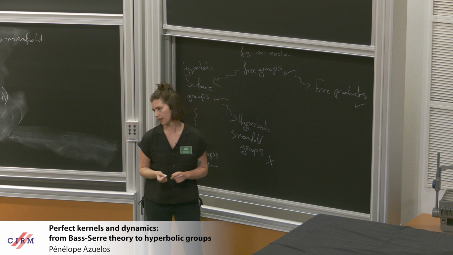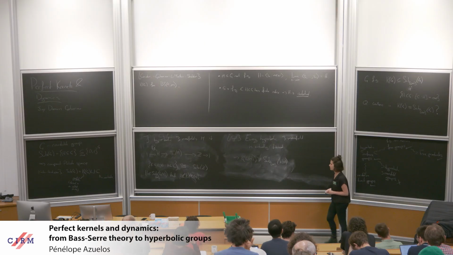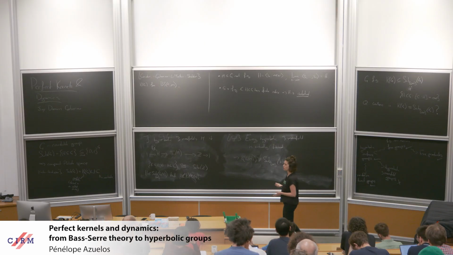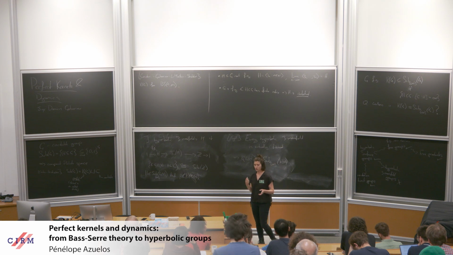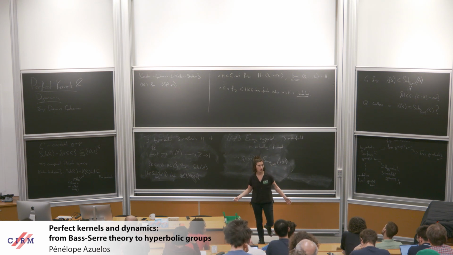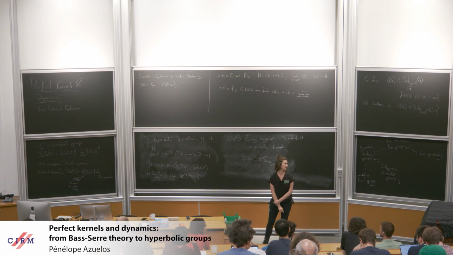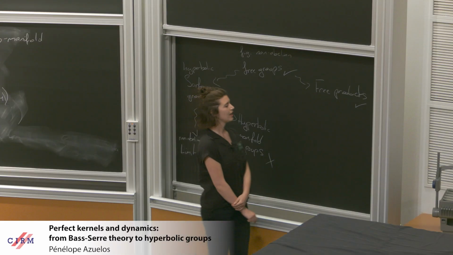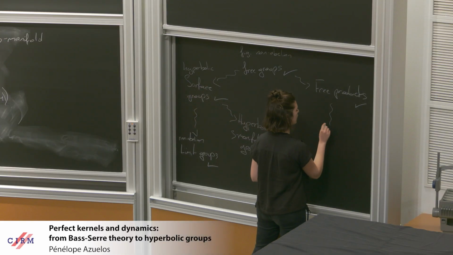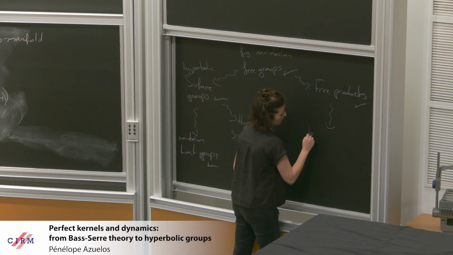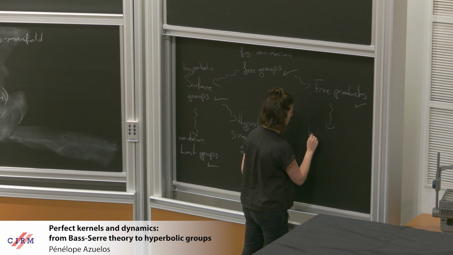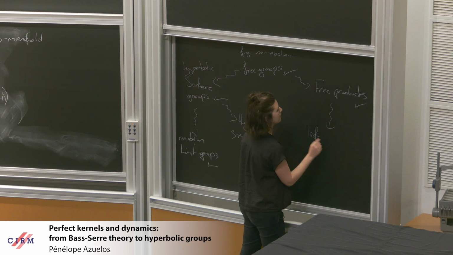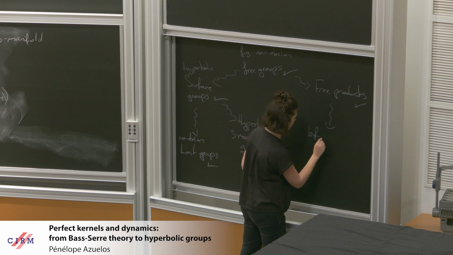Now, in the language of Bass-Serre theory, a free product is just a group which acts non-trivially on a tree, and the edge stabilizers are trivial. So what about groups that act with finite edge stabilizers, otherwise known as infinitely ended groups by Stallings' theorem? And once again, we can generalize this statement to them, so their perfect kernels are also maximal.